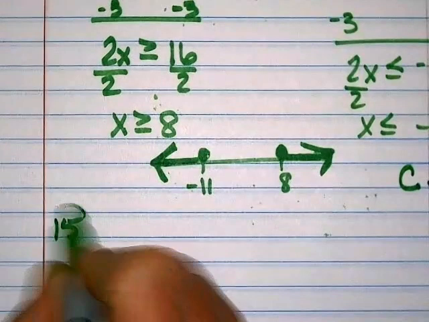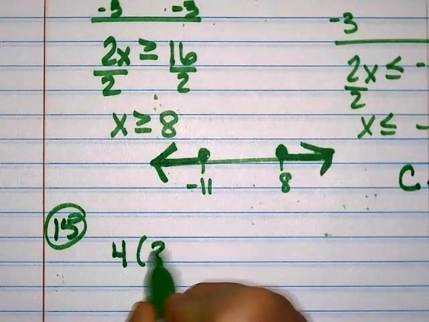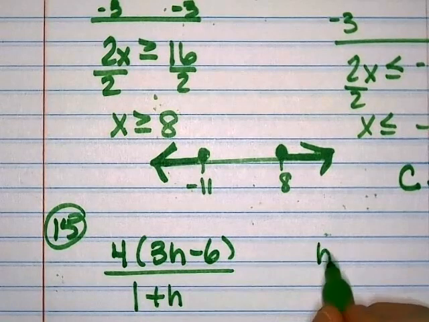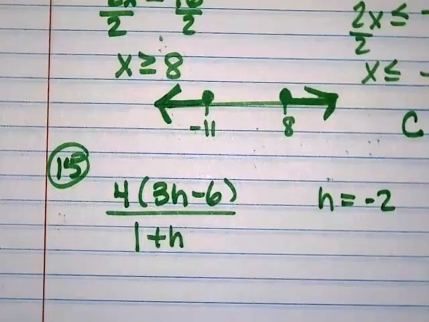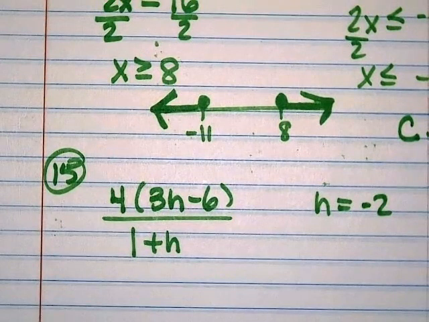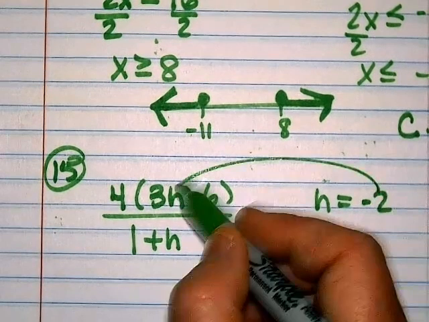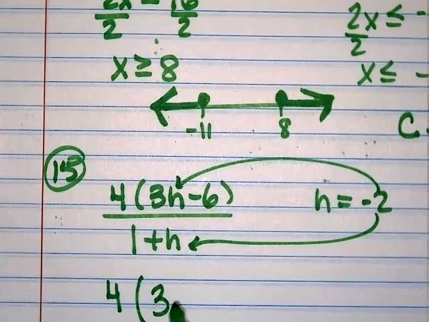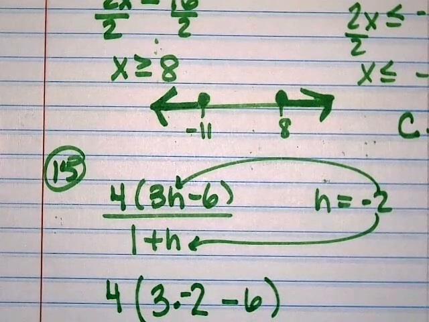Okay, 15 says 4 times the quantity 3h minus 6 over 1 plus h. And they tell you h is negative 2, and they want you to evaluate the expression. So we're spiraling back. We're grabbing a problem that you should have known how to do since Algebra 1. Tell me what your thoughts are on how to work this problem. First, you substitute negative 2 for h. So it's going to say 4 times 3 times negative 2 minus 6 over 1 plus negative 2. Okay?